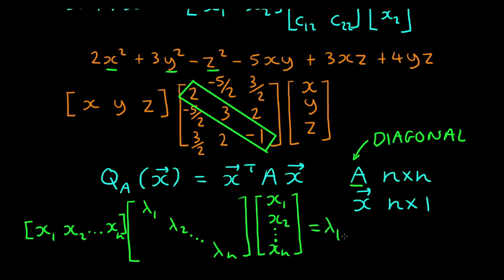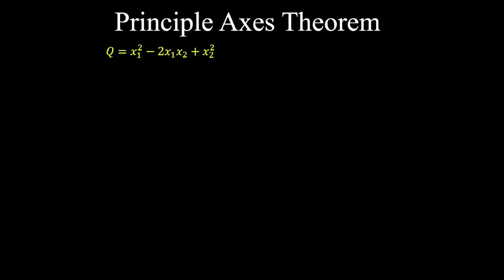So that would give lambda 1 by x1 squared plus lambda 2 by x2 squared, and so on up to lambda n by xn squared. The principal axis theorem enables us to do a change of variable to come up with an equivalent quadratic form with no cross terms.